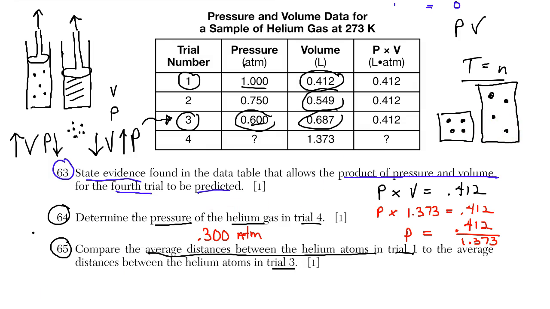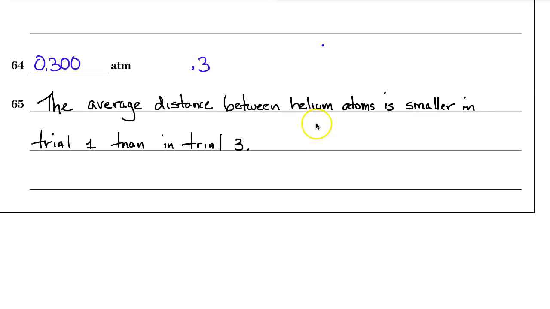Okay, so let's go to the booklet. So I said the average distance between helium atoms is smaller in trial 1 than in trial 3. Or you could have said that in trial 3 the atoms are farther apart, the separation is greater in trial 3, atoms are closer in trial 1. So many different ways to say it.